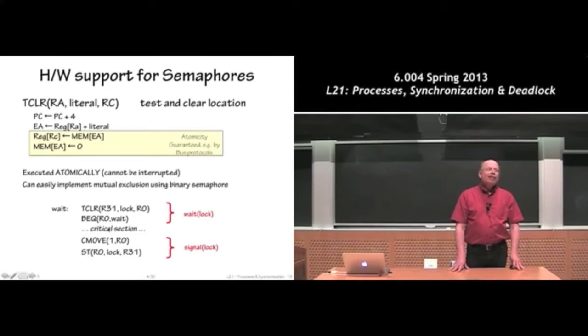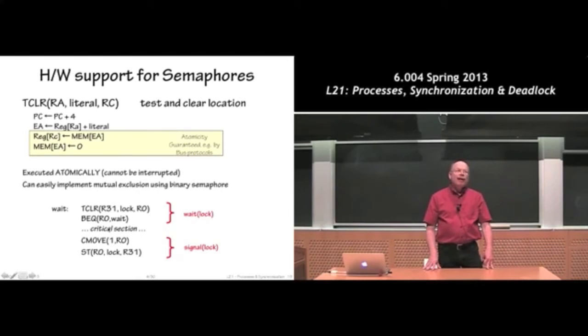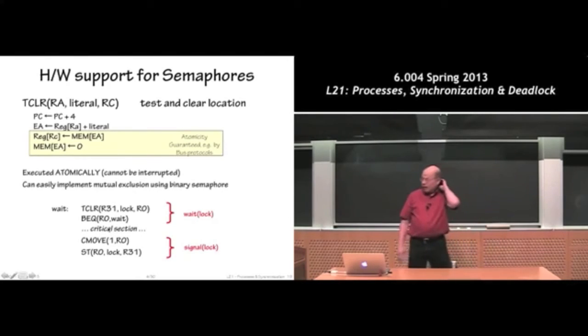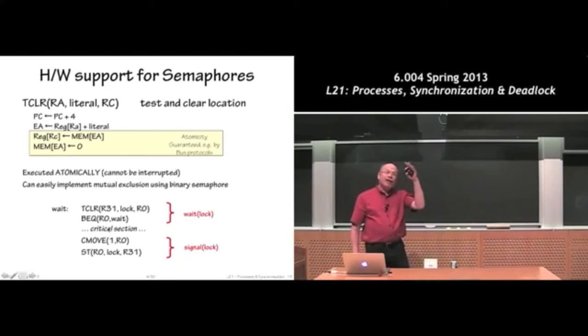You can implement a much more general integer semaphore that involves actual incrementing and decrementing, so long as you're guaranteed that the sequence of instructions you're using to manipulate the semaphore is atomic, that only one process can be in this code at once. So, test and clear.